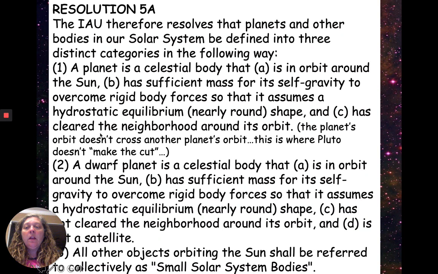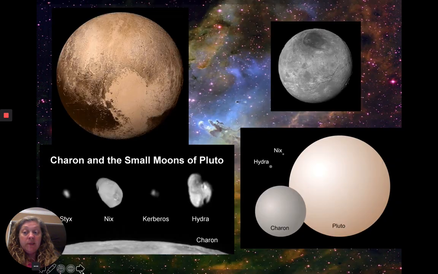And C, has the planet cleared the neighborhood around its orbit? So in other words, the planet's orbit doesn't cross another planet's orbit. This is where Pluto doesn't make the cut because Pluto's orbit crosses Neptune's orbit. No, they're never going to crash into each other. Pluto, because it's more elliptical, crosses Neptune's orbital path. That's why Pluto became a dwarf planet.